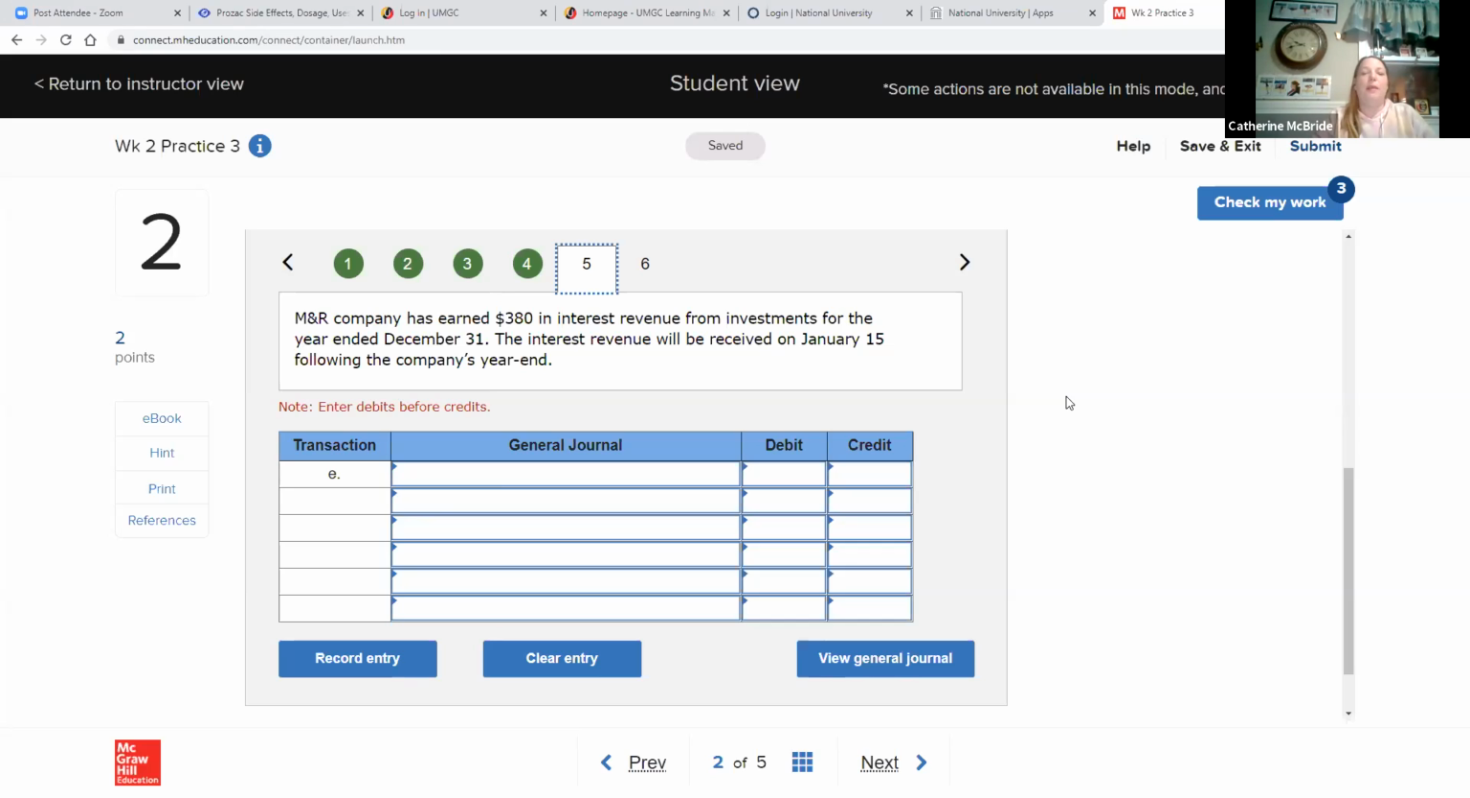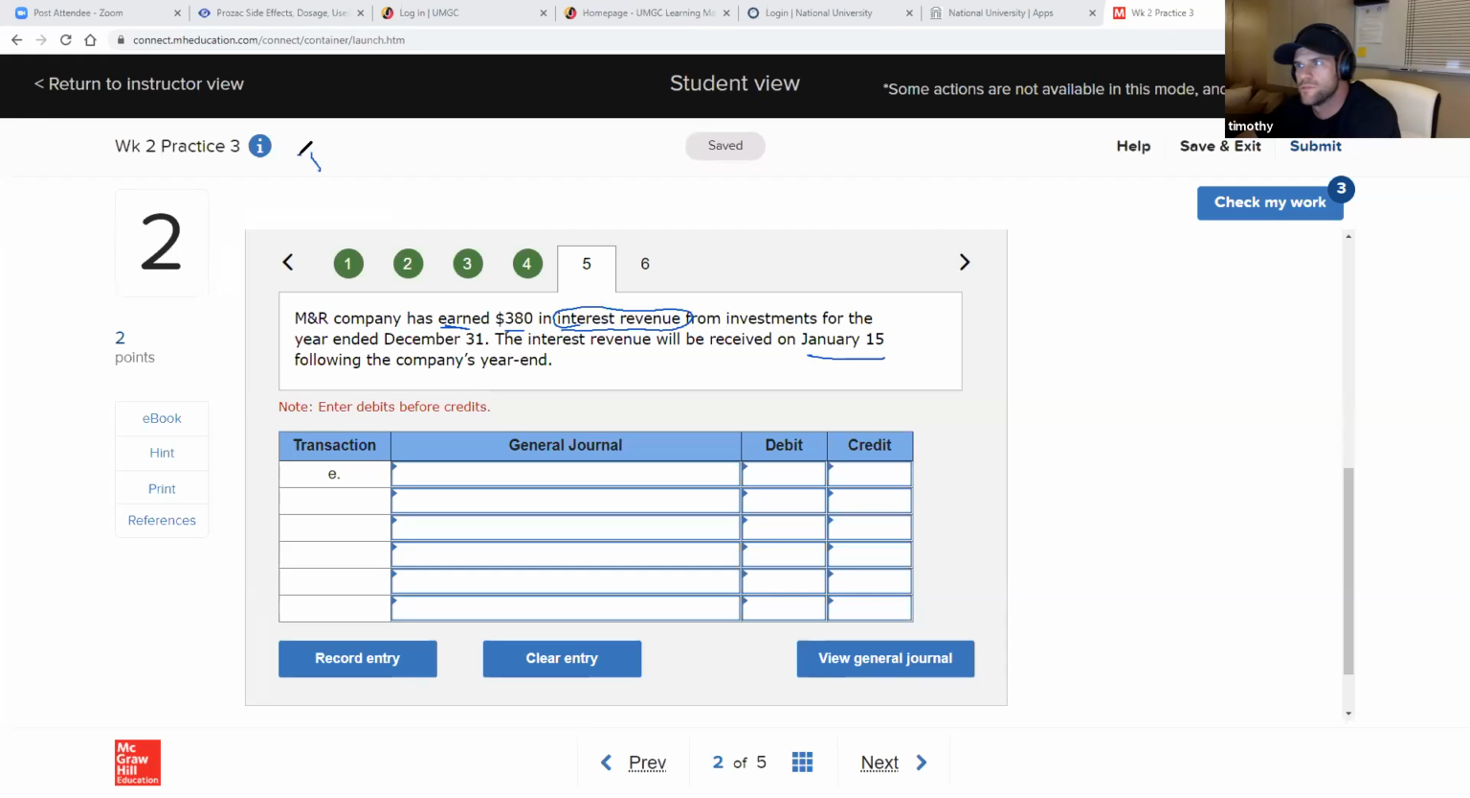Interest revenue again, but this time it's revenue, not an expense. So this time we have earned $380 in interest revenue from investments for the year ended December 31st. The interest revenue will be received on January 15th, following the company's year end. So we would normally record it when we receive it, but we've earned it this year. So we need to record it in the period that we earned it. So what two accounts are affected?